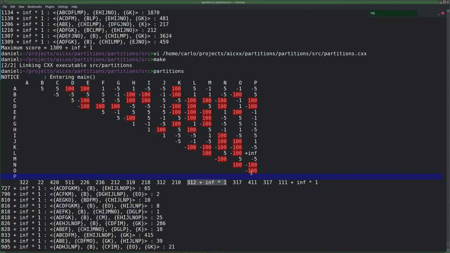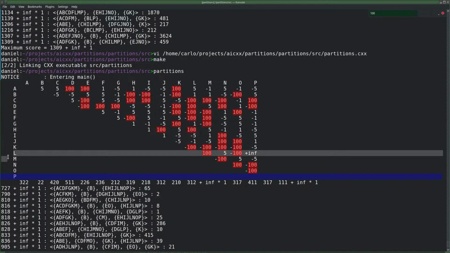Nothing. I mean, there's no two 100s. Unless I need to go up here again. L and P. That's here. Well, that's not helping. Also not.